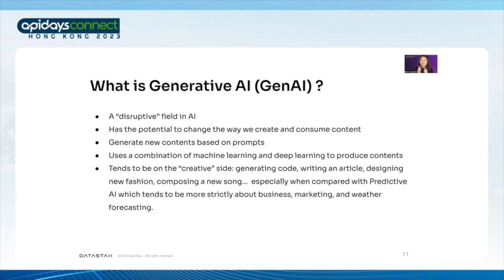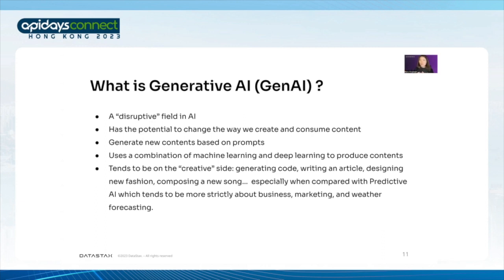So that's why it's very important that, in order for you to look for the most accurate answer, you do need to be very sharp with what you're asking for. And so that's kind of like the key. It generates the contents based on prompts that you give it. And it uses a combination of machine learning and deep learning to produce these contents too.